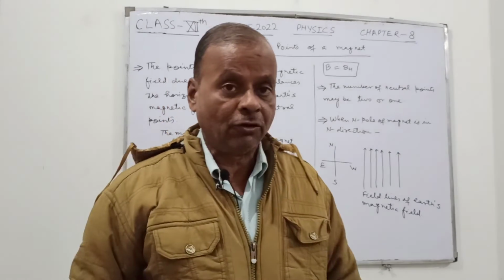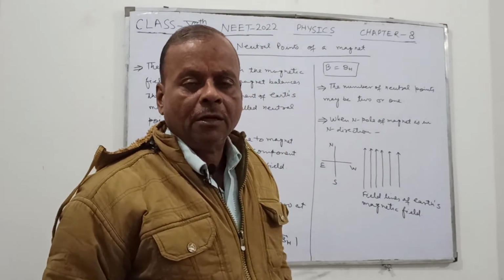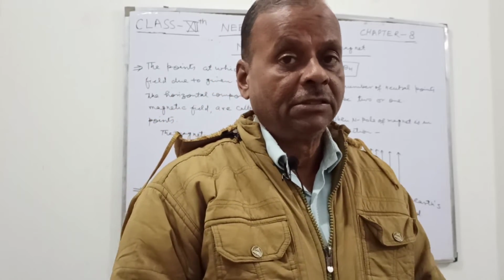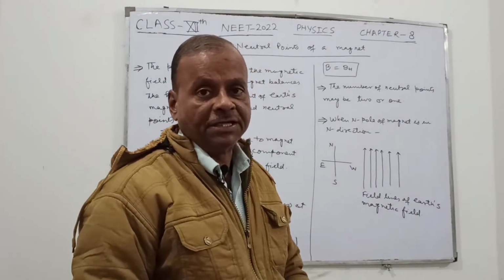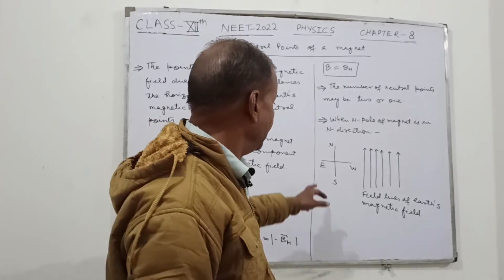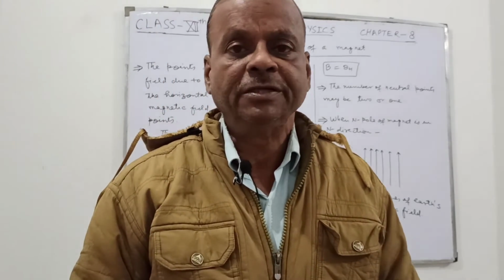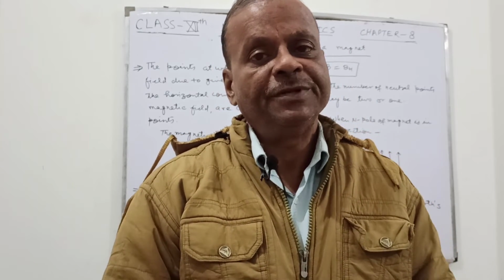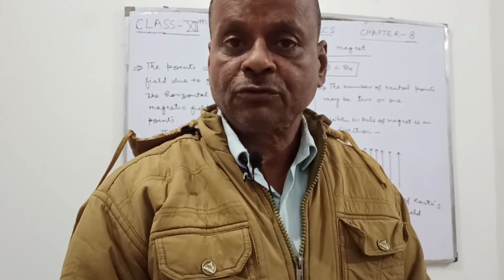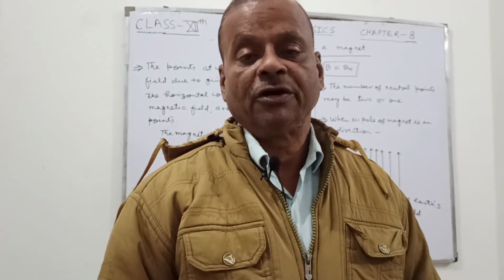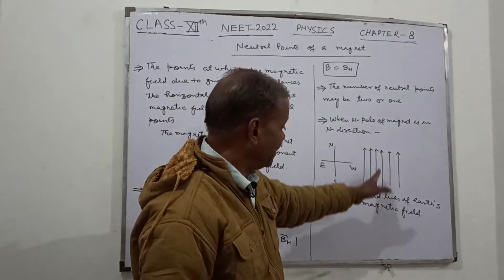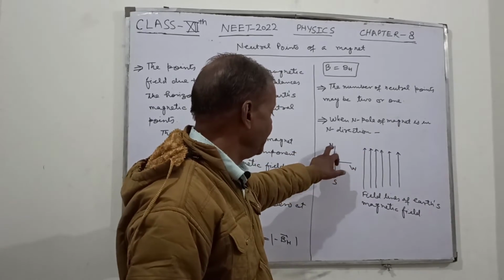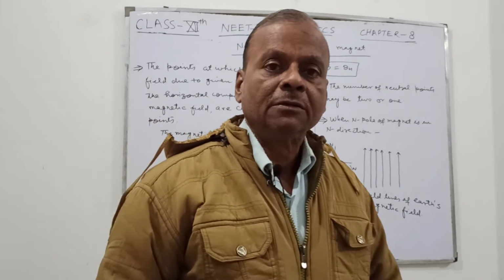The field lines of Earth's magnetic field are always from south to north. Our Earth behaves like a big magnet, and it is a verified fact that in the geographic south, there is the north pole of the Earth's magnet, and in geographic north, there is the south pole of the Earth's magnet. So the magnetic field lines start from north to south of the magnet. It means that they will start from the geographic south to the geographic north. So this shows the magnetic field lines of the Earth's magnetic field. Now we have taken when the north pole of the magnet is in the north direction, then where will be the neutral points?